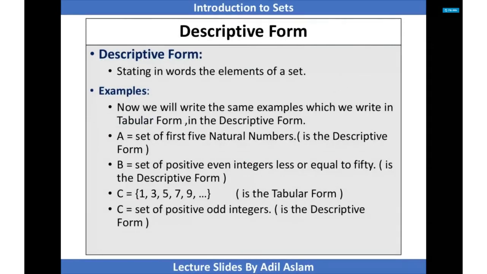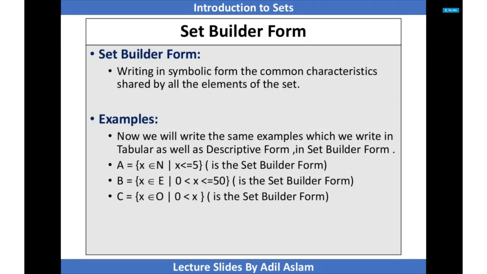Then the descriptive form. So you use words. For instance, you look at set C: 1, 3, 5, 7, 9. That's the tabular form that we had talked about. In descriptive form, you can say set C has positive odd integers. It is an infinite set because it continues; there is no definite end.